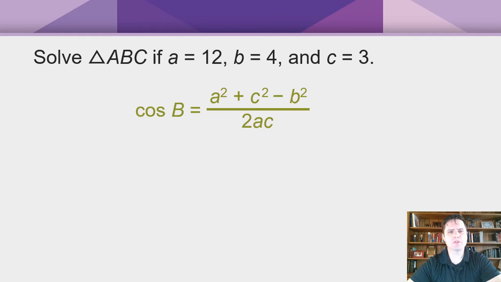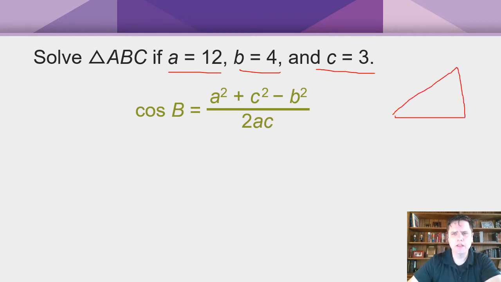Again, this is a case in which we just have all three sides. But I want to note this kind of special case. Notice that here A is said to be 12, B is 4, and C is 3. Now, think about this for just a moment. If I have a triangle, and I'm telling you that one side is 12, one side is 4, and the other is 3, does that even make sense?